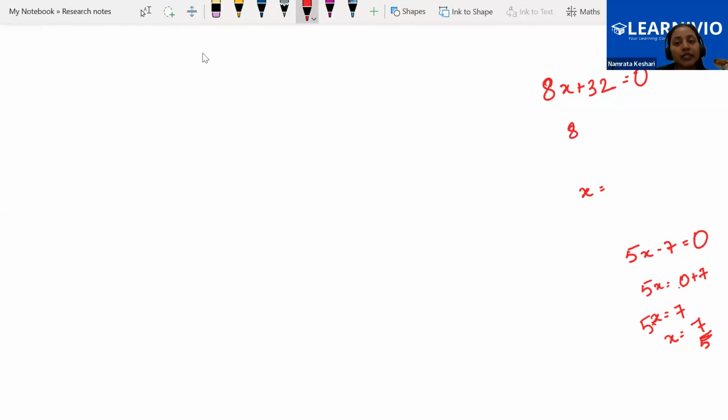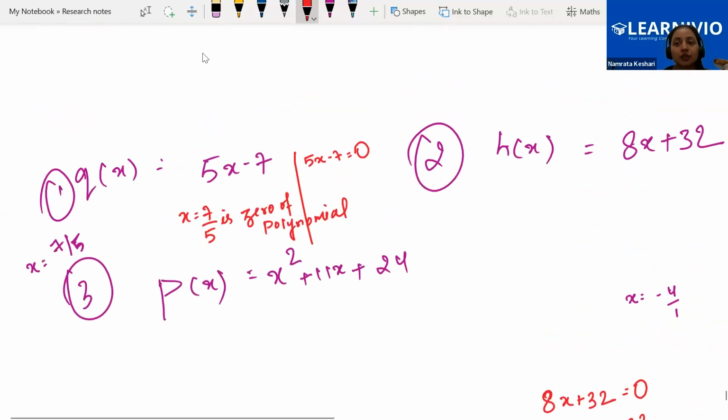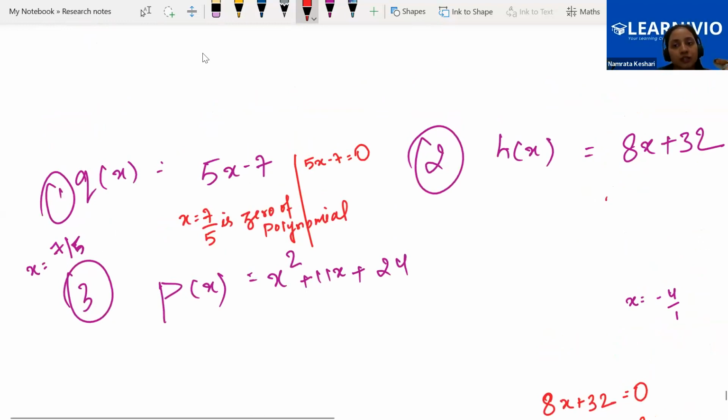So what we will do, 8x equals this 32 will go to the other side. Okay, it will be 0 minus 32. 8x equals minus 32. Nothing minus 32 is minus 32. Now x equals minus 32 by 8, which we can reduce to lowest terms. 8 1 times 8, 4 times 32. So we are having minus 4. So x equals minus 4 by 1, or we can also call it just minus 4, is the 0 of this polynomial.